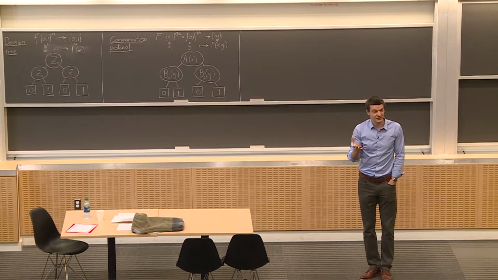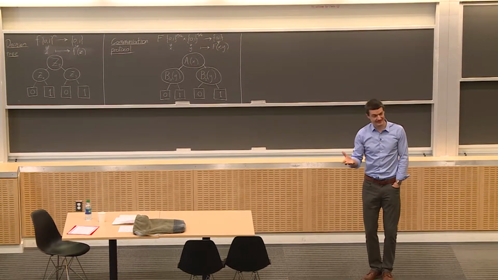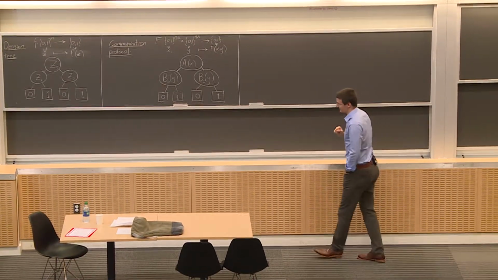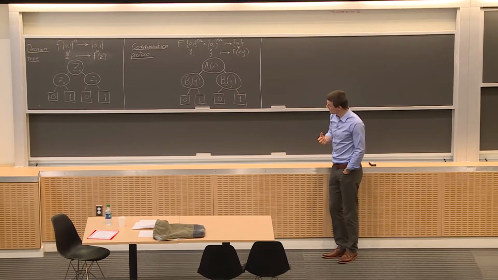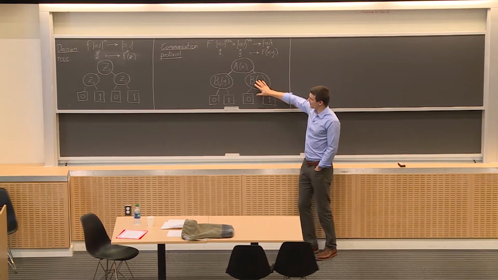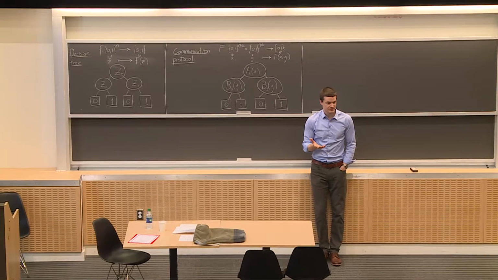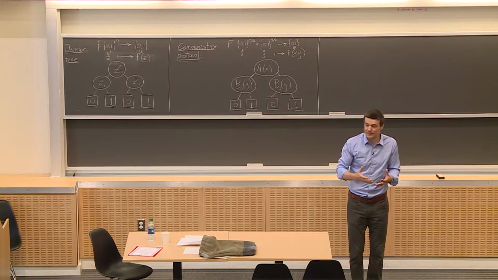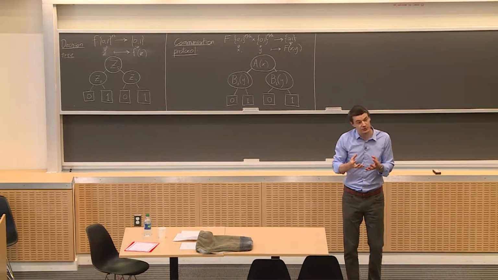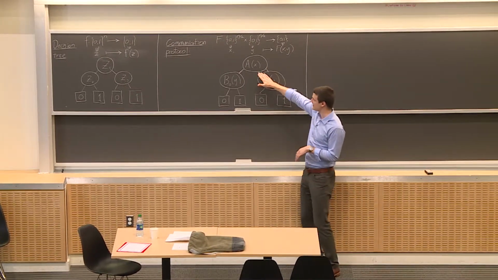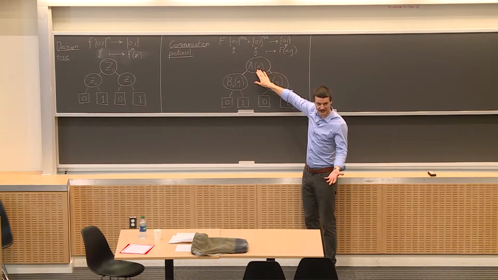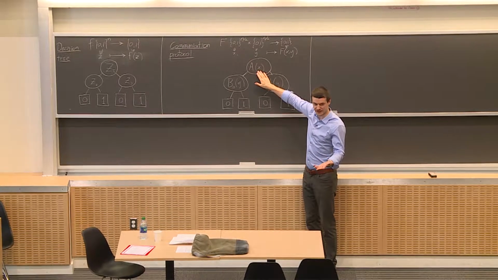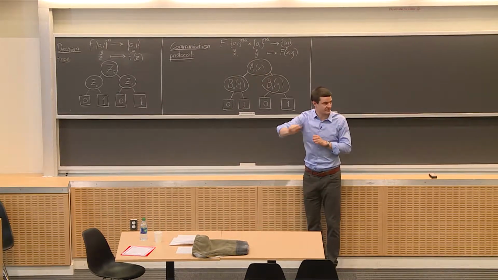You can also view communication protocols as trees. I've drawn here what a protocol looks like as a tree. A protocol could start with Alice sending a bit. Alice's bit is simply an arbitrary function of her input x. So this is what it means: you evaluate an arbitrary predicate of Alice's part of the input. That's one bit of message.